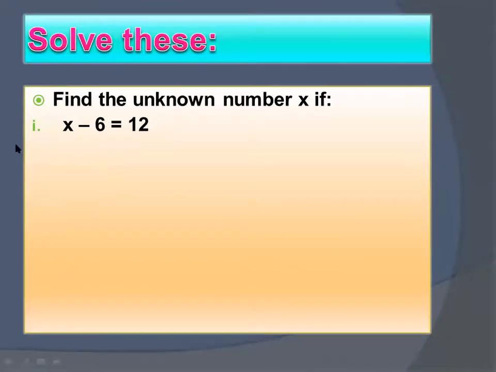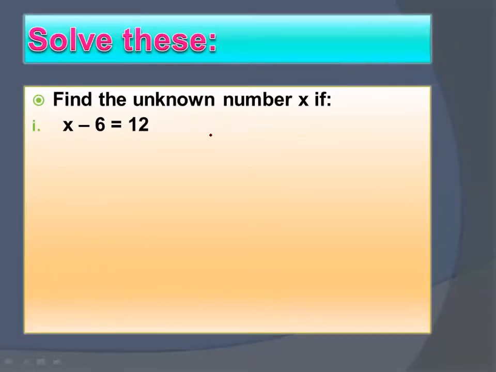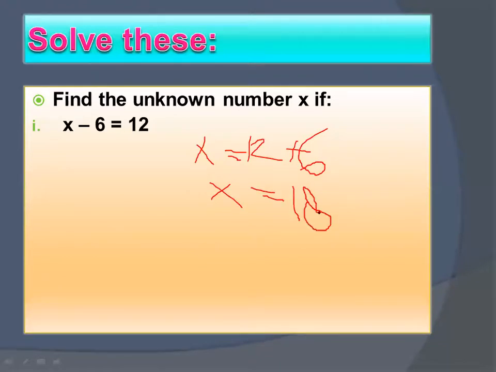Now look here. I'm going to show you again how to solve it, for those who did not understand. Here you have x minus 6. So this minus 6 on the right side will become x is equal to 12 plus 6. So x is equal to 12 plus 6, which will become 18. That's it. Here you have minus 6, so on the right side it will become plus 6. Okay, now move on to the next one.